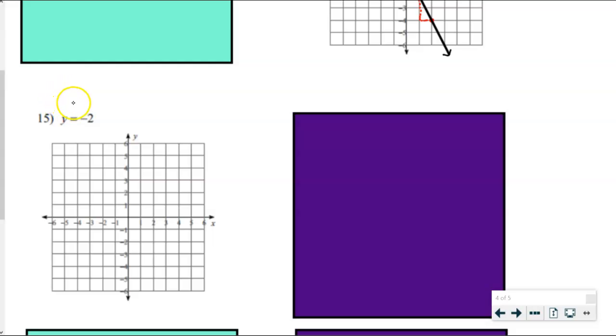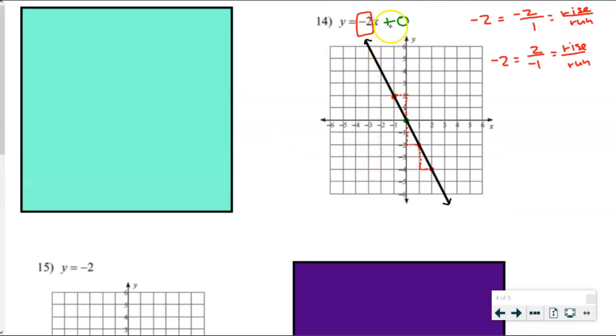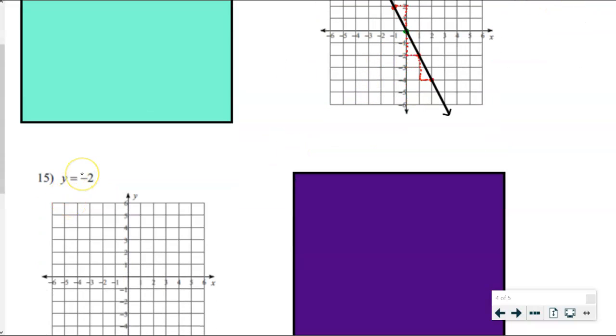Yeah, good catch. Here, we were lazy. We should have had a plus 0. We didn't. Here, we were lazy. We should have had a 0x, and we didn't. So really, truly, this should have been y is equal to 0x plus a negative 2 or minus 2.